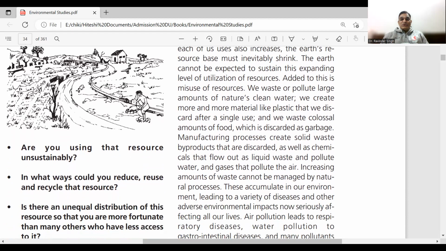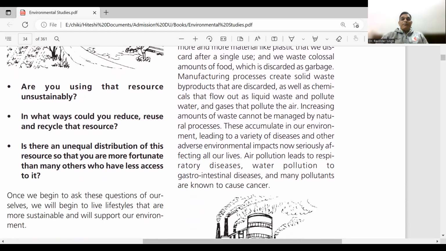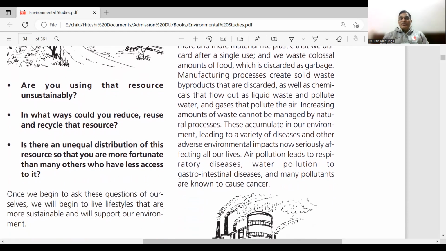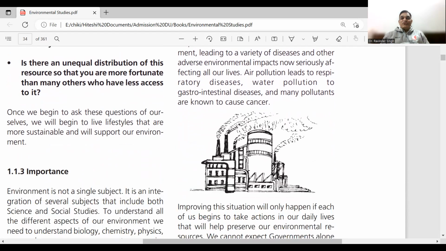Manufacturing processes create solid waste, byproducts that are discarded, as well as chemicals that flow out as liquid waste and pollute water, and gases that pollute the air. Increasing amounts of waste cannot be managed by natural processes. These accumulate in our environment, leading to a variety of diseases and other adverse environmental impacts, now seriously affecting all our lives. Air pollution leads to respiratory diseases, water pollution to gastrointestinal diseases, and many pollutants are known to cause cancer.